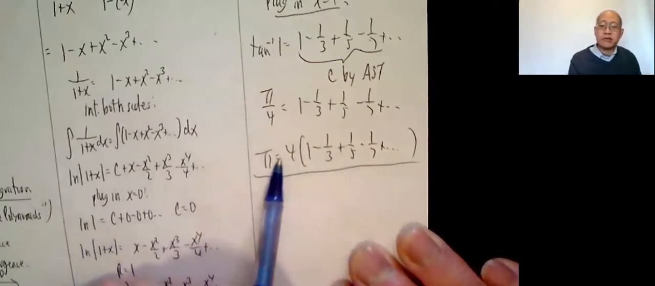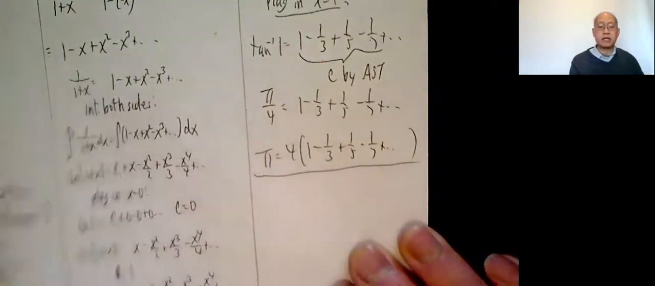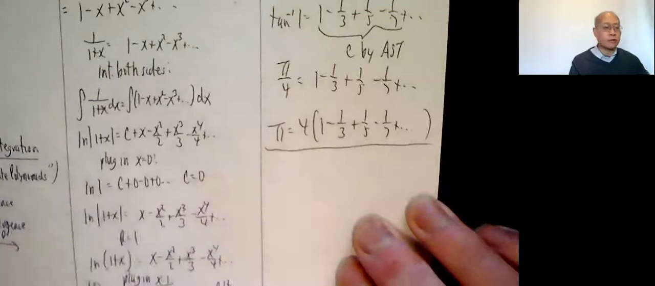You can get as many digits of pi as you want. A computer can do this very easily. Just keep going and get as many digits of pi as you want. So here's a formula for pi. Here's a formula for ln of 2.